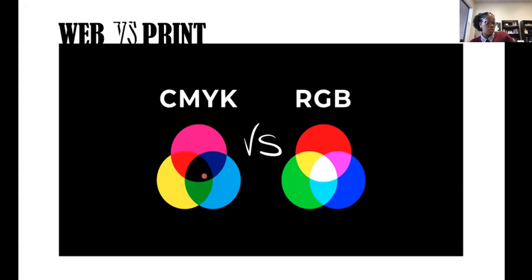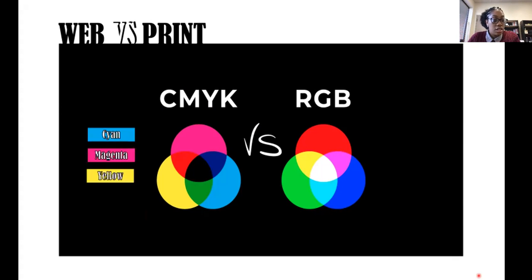Now, if you zoom in on that, the closer you get, you'll start to see that the image is actually made up of little dots. Then you have RGB, which is red, green, blue, and when you mix it together, it's white. That's mostly for web. So these color modes are expressions of numerical values, and A gives you these colors right here.